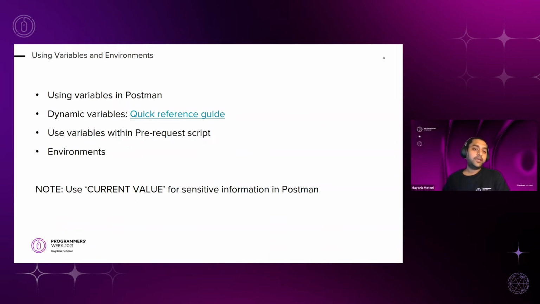And the other thing you can do is set environments. Let's say you've got your production environment, dev environment, QA environments for your APIs with different URLs and tokens. So you can leverage environments within Postman to make better use of your APIs.